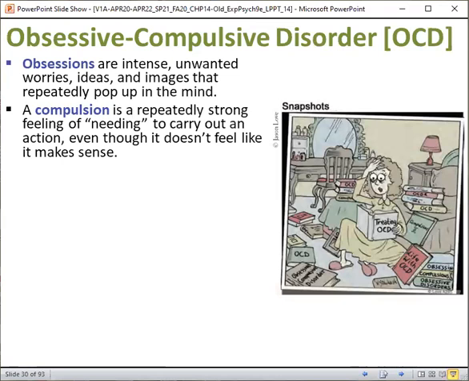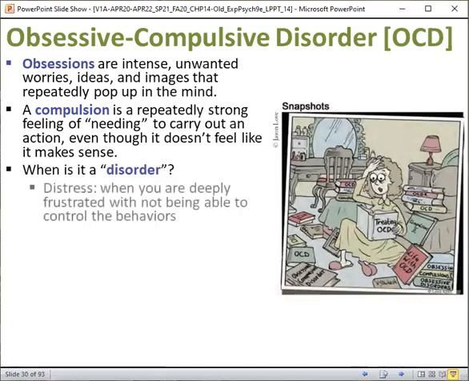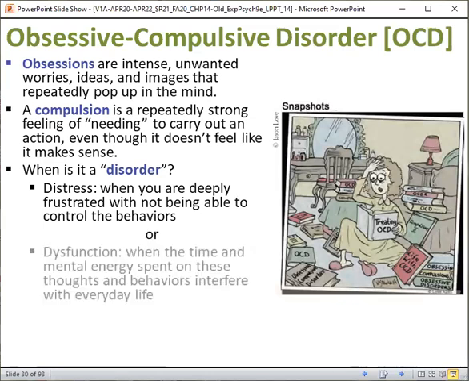We can see how they all sort of tie together here as well. So when is it a disorder? Distress, when you are deeply frustrated with not being able to control the behaviors. So the disorder is controlling you, you're doing a behavior and you don't feel like you're in control anymore, or a dysfunction, when the time and mental energy spent on these thoughts and behaviors interfere with everyday life.